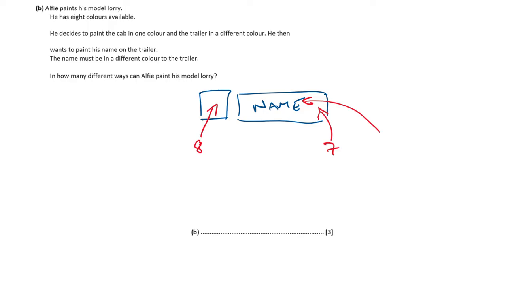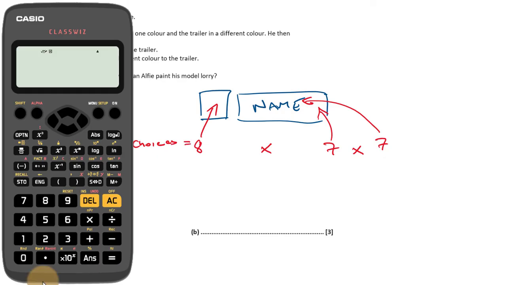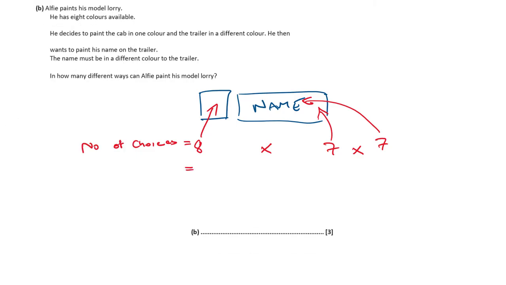And then the name, it just says it needs to be a different color than the trailer. So again, he's going to have 7 colors available for the choice of the name. As long as it isn't the same color as the trailer, it's fine. So that means you've got 8 times 7 times 7 choices altogether. So the number of choices is these 3 values multiplied together. 8 times 7 times 7 comes out to 392. So he's got 392 choices.